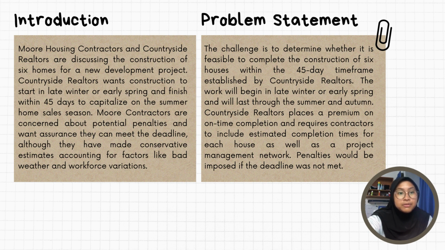So for the problem statement, the challenge is to determine whether it is feasible to complete the construction of 6 houses within the 45-day time frame established by Countryside Realtors. The work will begin in the late winter or early spring and will last through the summer and autumn. Countryside Realtors place a premium on on-time completion and require the contractor to include an estimated completion time for each house as well as a project management network. A penalty will be imposed if the deadline is not met.